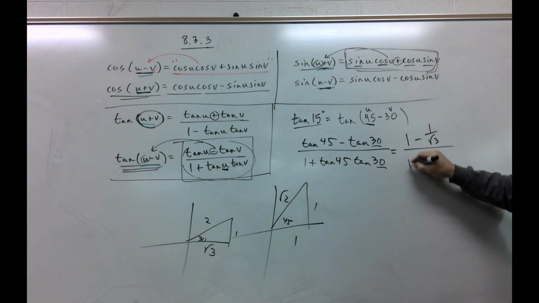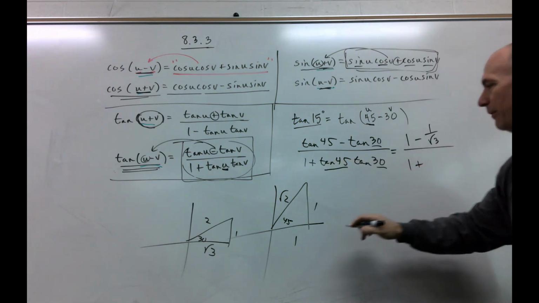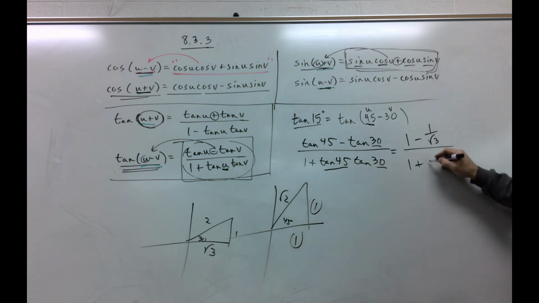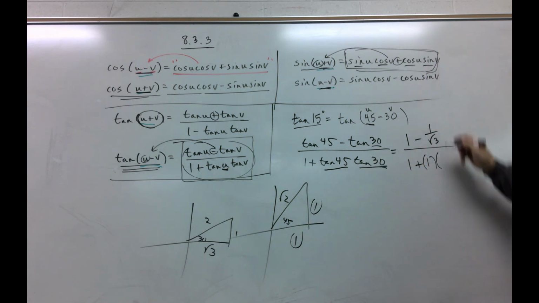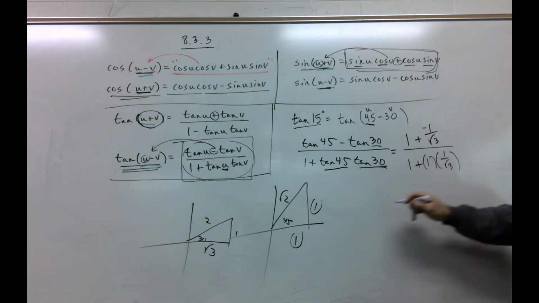1 plus tangent of 45, again, is just 1. I don't need to put it in here, but I will. Tangent of 30, we already figured that out, is 1 over the square root of 3. Now, why is this so nasty? Well, you can see we have a complex fraction here. So I'm going to add it up in the top, and I'm going to rewrite that.